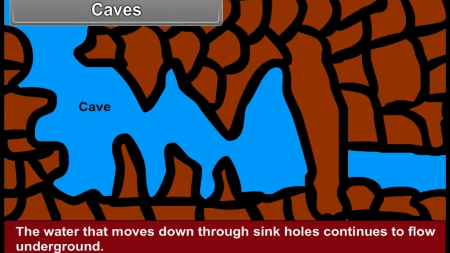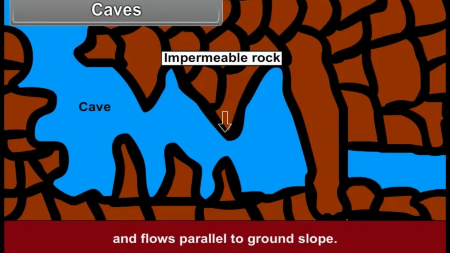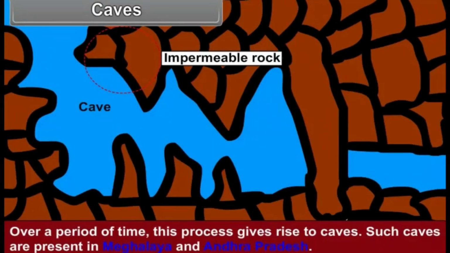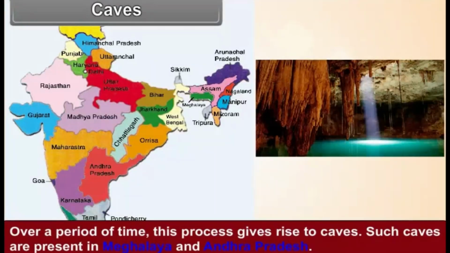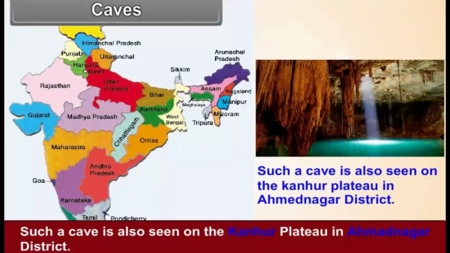Number 2. Caves. The water that moves down through sinkholes continues to flow underground. If it strikes a compact and impermeable rock layer, instead of penetrating further, it starts getting stored and flows parallel to the ground slope. Minerals like calcium carbonate present in the rocks there get dissolved in this groundwater. Over a period of time, this process gives rise to caves. Such caves are present in Meghalaya and Andhra Pradesh. Such a cave is also seen on the Kanhur Plateau in Ahmednagar district.